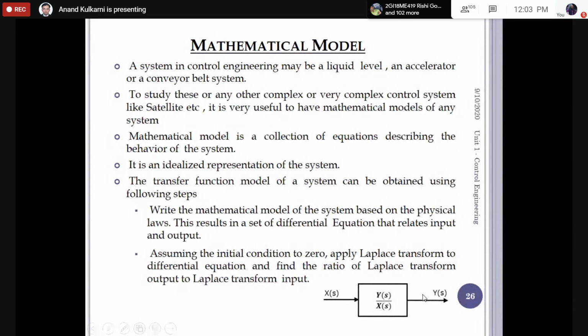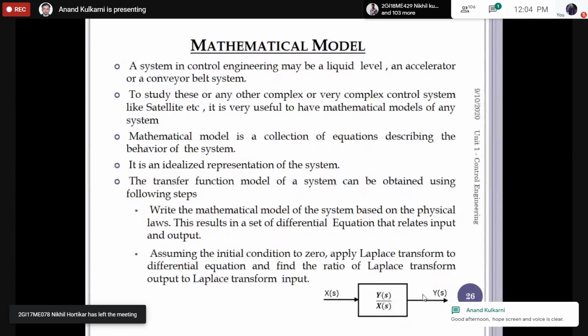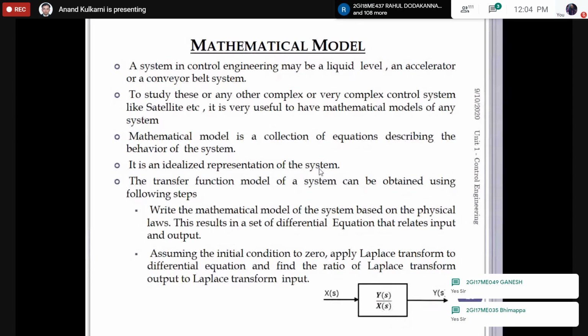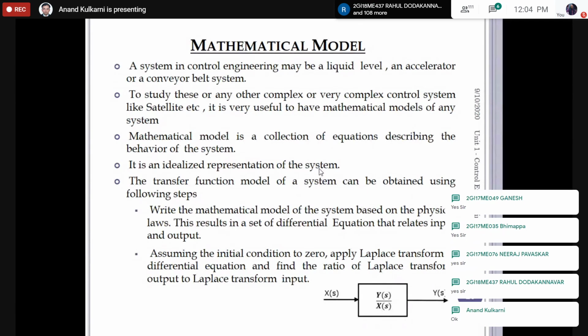So basically the transfer function of a given mathematical model has to be found out to establish the relationship between input and output. That is, if X is the input, Y is the output. If X is known, Y you have to find out. So this is the basic aim of obtaining the transfer function of the system. Once the transfer function is developed, then there is further analysis.